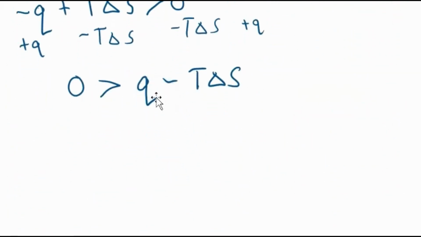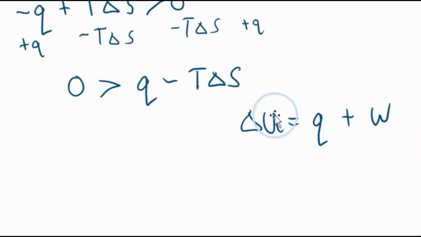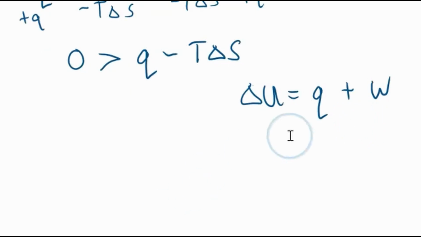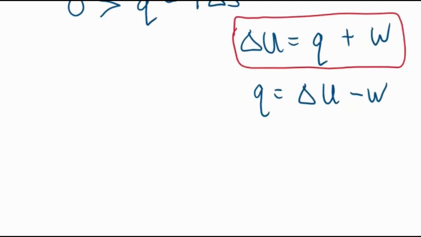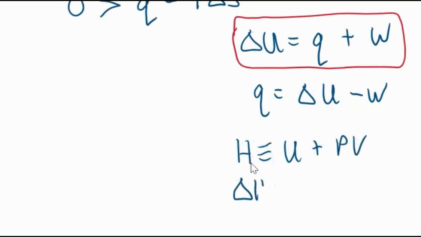To do that, we use the first law of thermodynamics. The change in internal energy equals the energy transferred as heat plus the work done. This is true for a closed system. Now we'll solve for the energy transferred as heat. So the heat equals the change in internal energy minus the work. Now we need to get enthalpy in here. So to do that, we're going to use the definition of enthalpy. Enthalpy is defined as the internal energy plus the pressure times the volume. So the change in enthalpy is equal to the change in internal energy plus the change in pressure times volume.